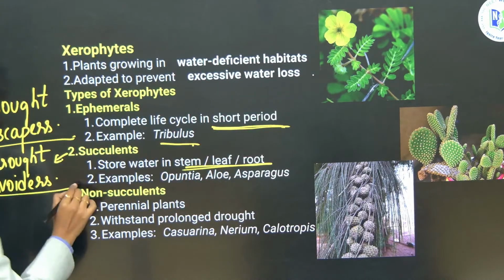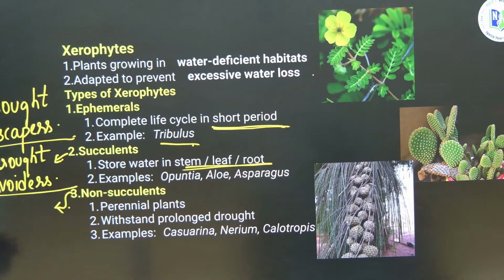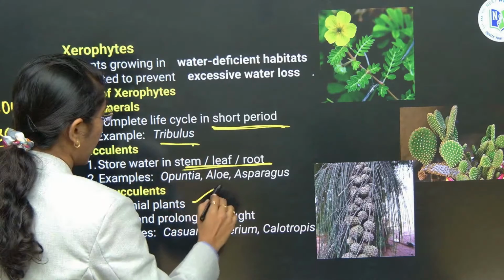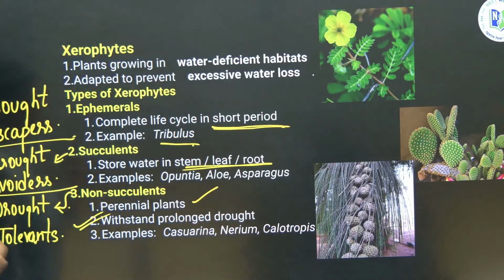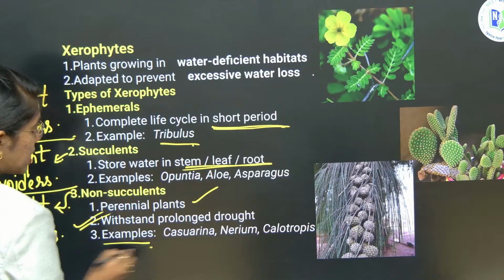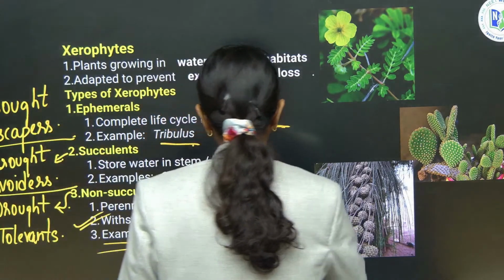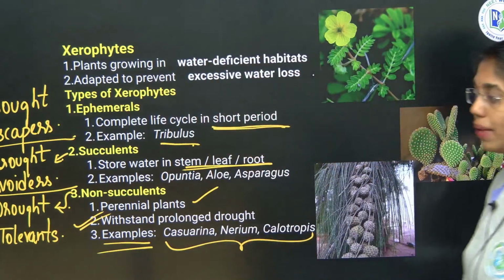Next is non-succulents, which are drought tolerants. These are perennial plants, and they withstand prolonged drought conditions. Examples include casuarina, nerium and calotropis.